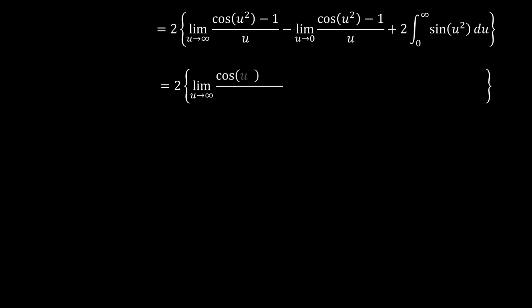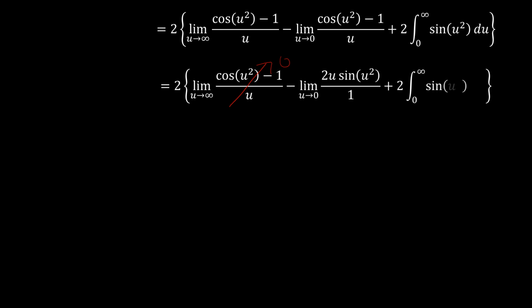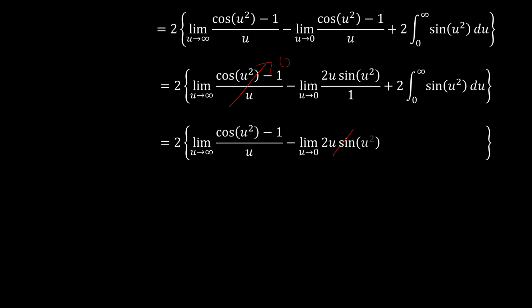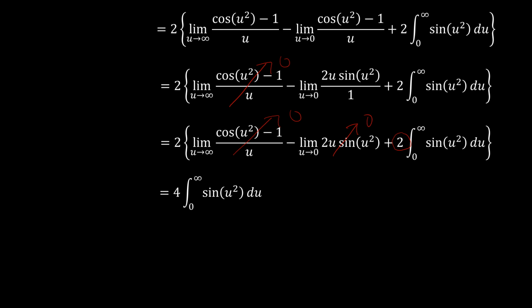Taking the derivative, we know that this tends to 0. The derivative of the numerator here is 2u sine u squared, and then the derivative of u here is 1. And clearly, as u tends to 0, we see that this also tends to 0. So this tends to 0, this tends to 0. And we are left with just the integral of 2 times 2, this 2 here and this 2 here, making this 4 times the integral from x equals 0 to infinity of sine u squared.